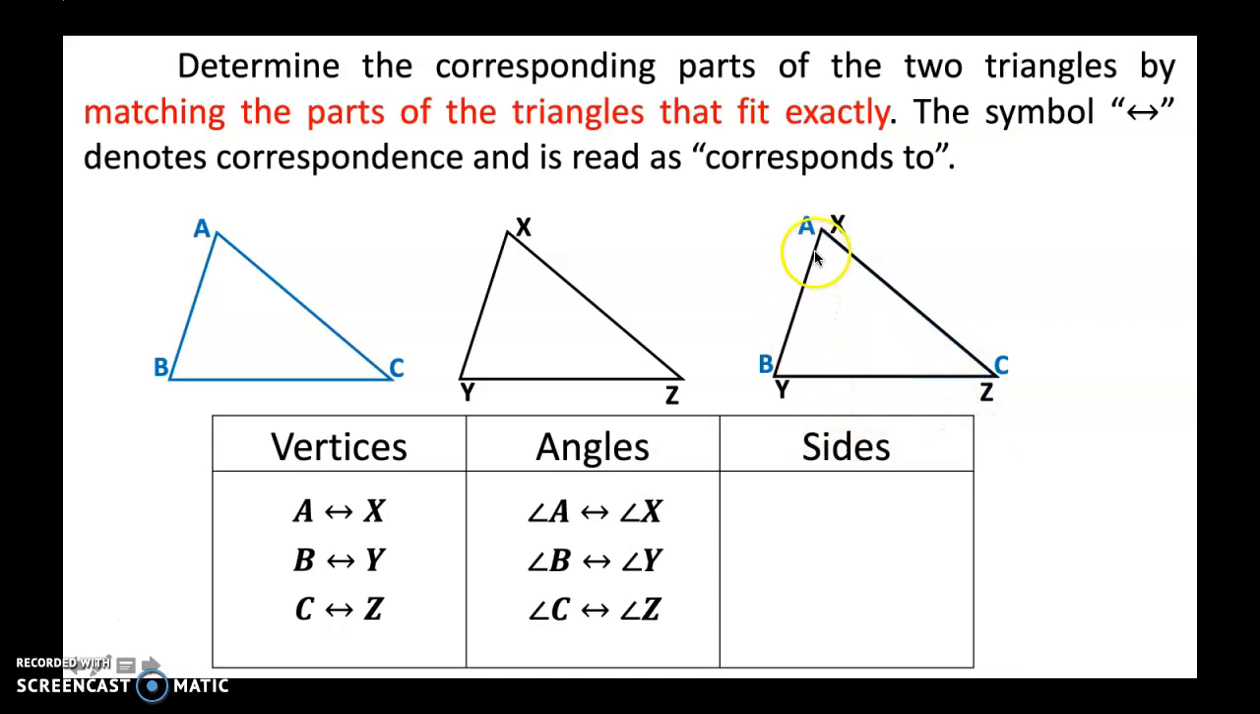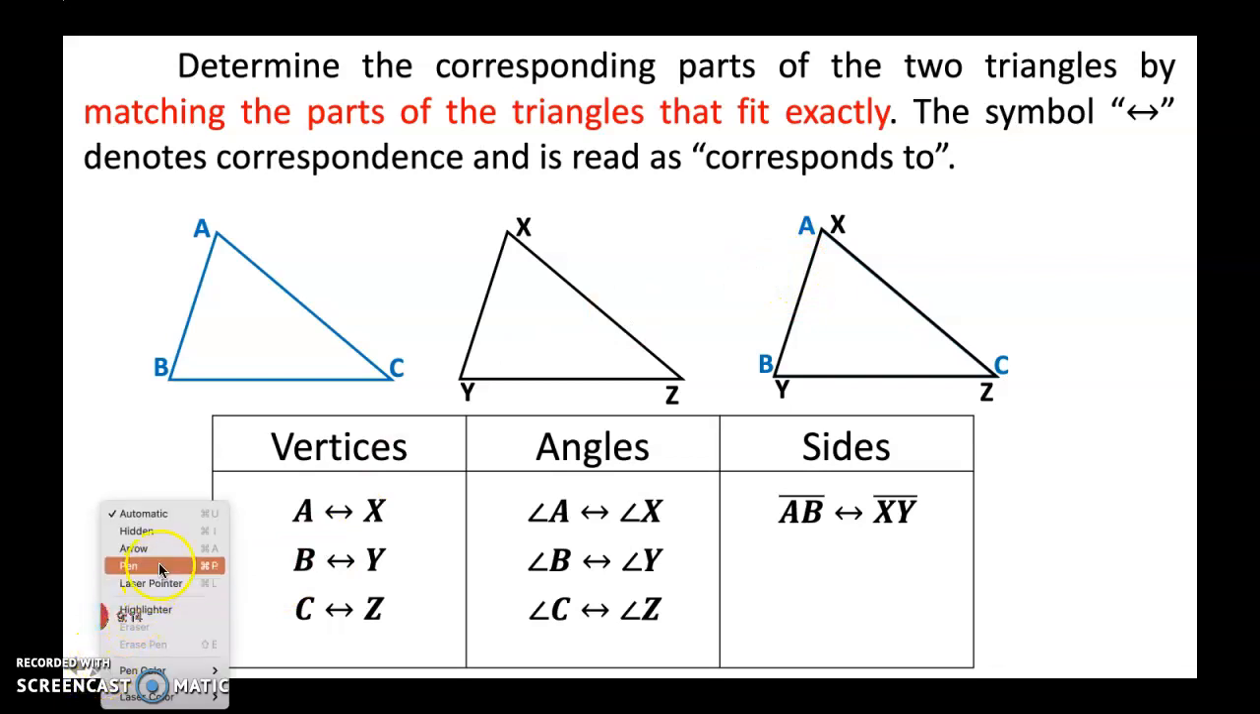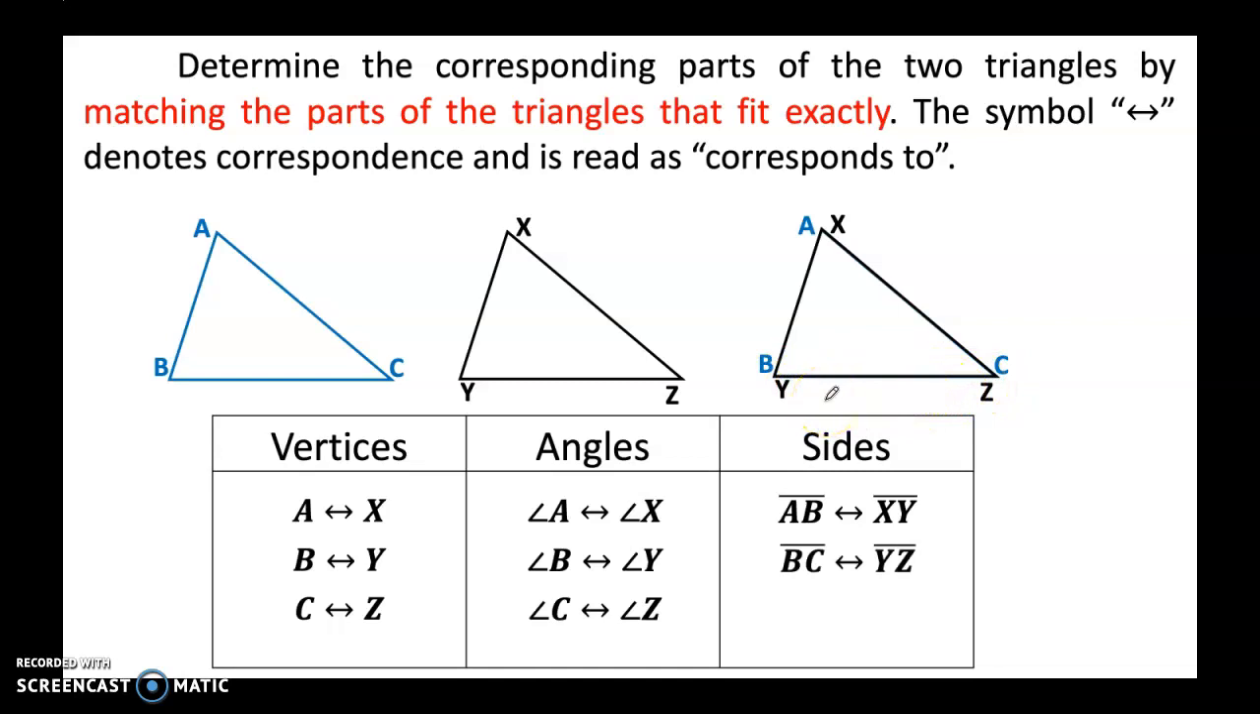For the sides, segment AB of triangle ABC corresponds to segment XY. And segment BC corresponds to segment YZ. Segment AC corresponds to segment XZ.